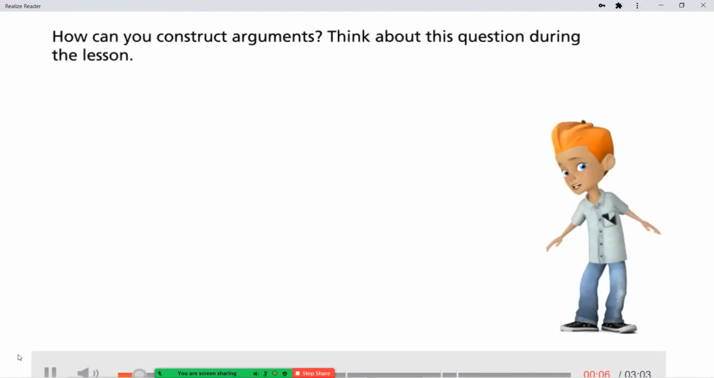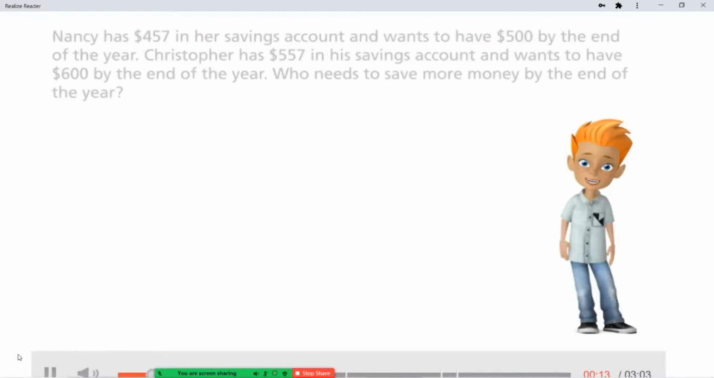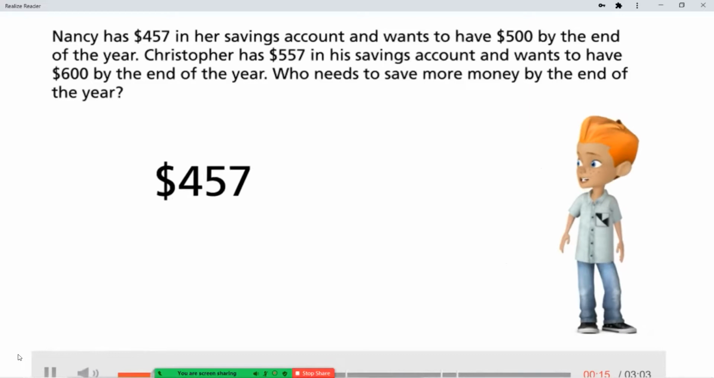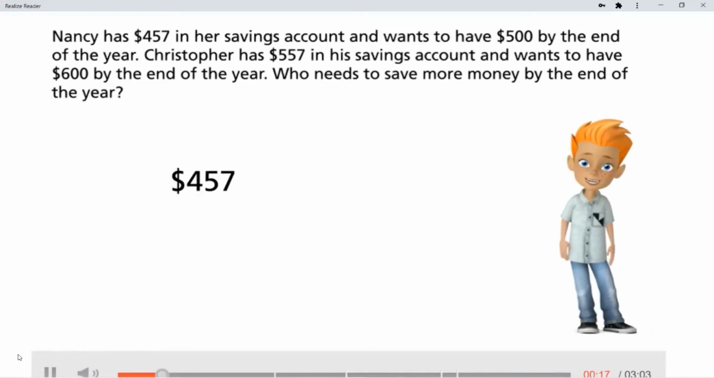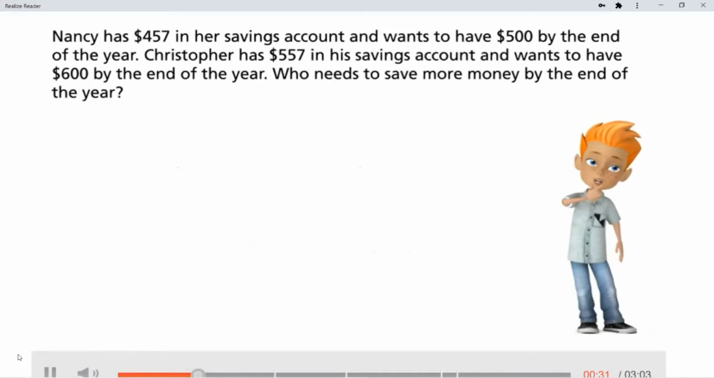How can you construct arguments? Think about this question during the lesson. Nancy has $457 in her savings account and wants to have $500 by the end of the year. Christopher has $557 in his savings account and wants to have $600 by the end of the year. Who needs to save more money by the end of the year?